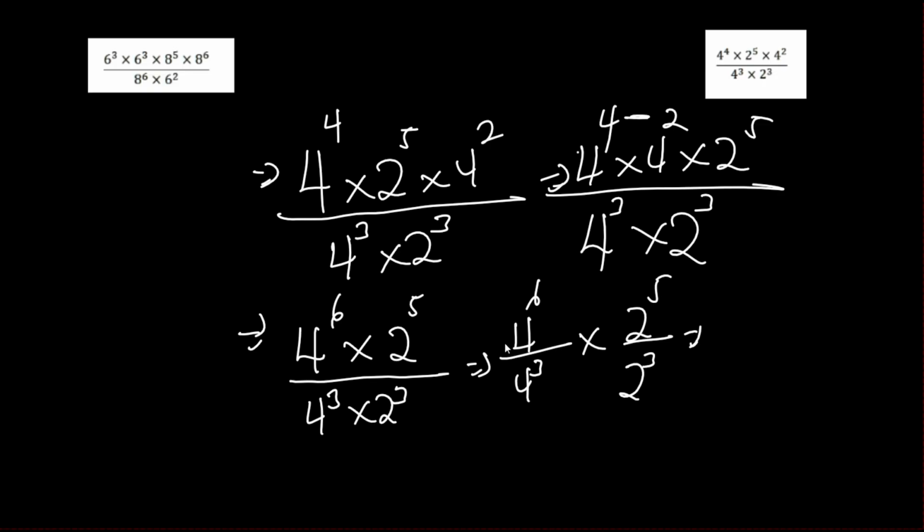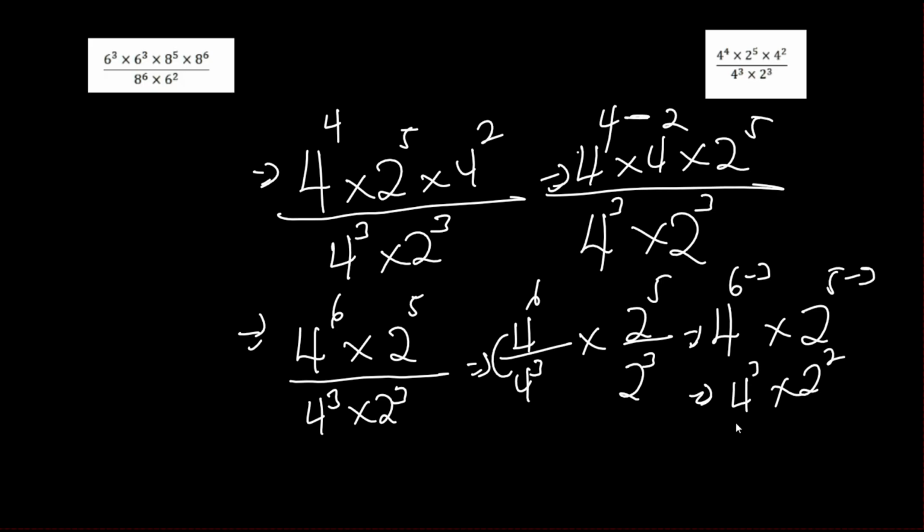Now the next one, we are using the division law, which says that when the bases are the same, we subtract the powers. So we are going to choose any one of these 4 and then subtract this 3 from the 6, then also subtract the 3 from the 5. So 6 minus 3 is 3 times 5 minus 3 is 2. So we have 4 raised to the power 3 times 2 raised to the power 2.